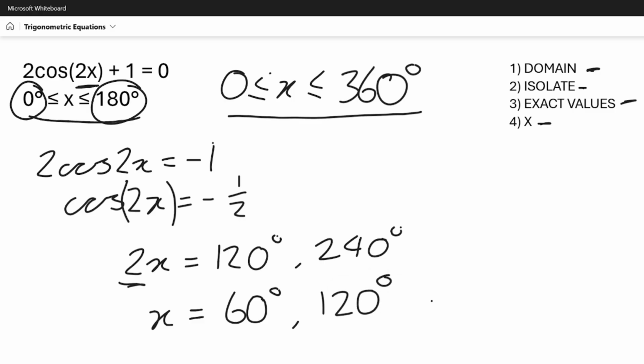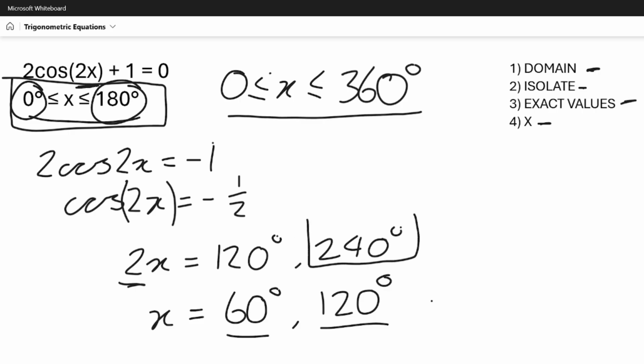Note how these two answers, 60 and 120, fit into our original domain, 0 and 180. If we did not alter the domain to 0 to 360 to commence with, we would not have gotten 240 as an answer, and we would have missed out on 120 as one of our final answers.